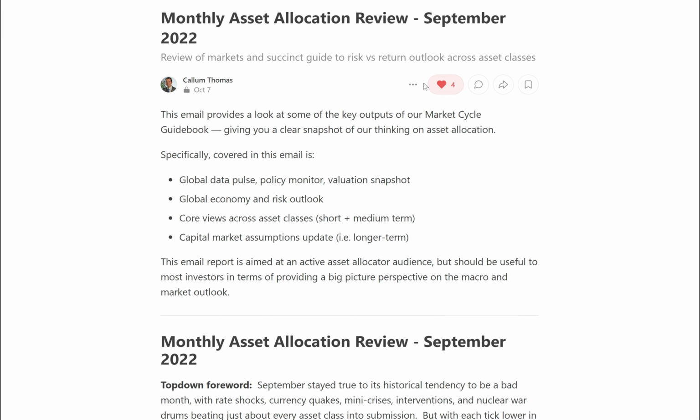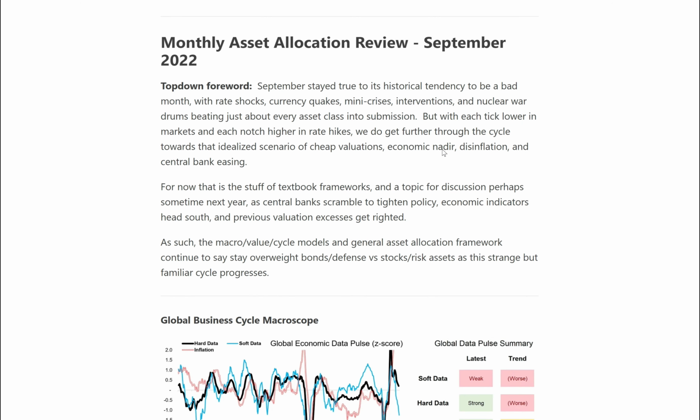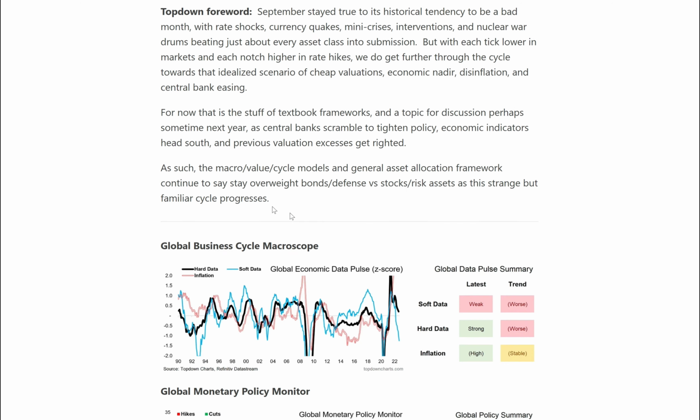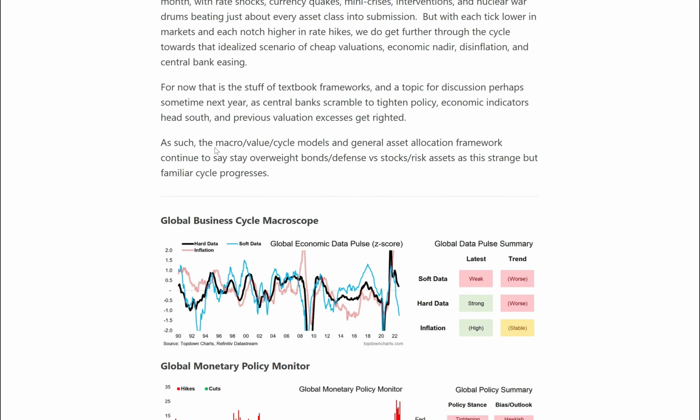The purpose of this report is to take the key outputs from the market cycle guidebook, so this gives you a clear snapshot of our thinking on asset allocation. Let's look straight into it. The first part is basically a bit of a foreword, a bit of context on what's been going on. You can see the last line says the macro value cycle models and asset allocation frameworks say overweight bonds, underweight stocks and risk assets.